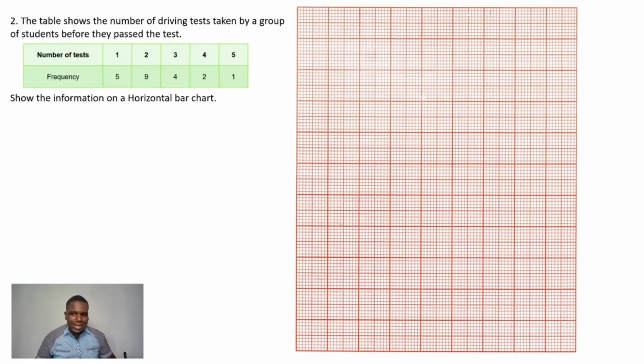Let's go to our second example. It says that the table shows a number of driving tests taken by a number of students before they pass the test. Show the information on a horizontal bar chart.